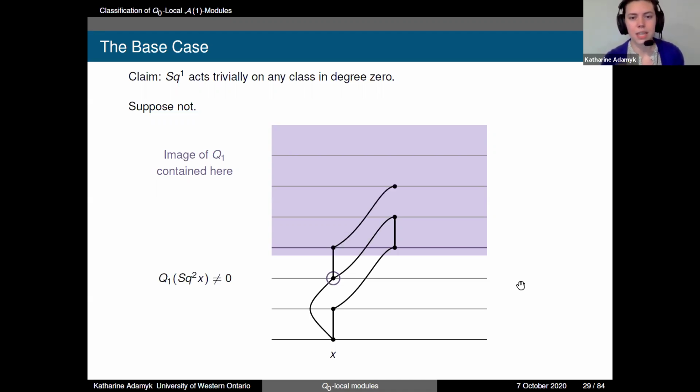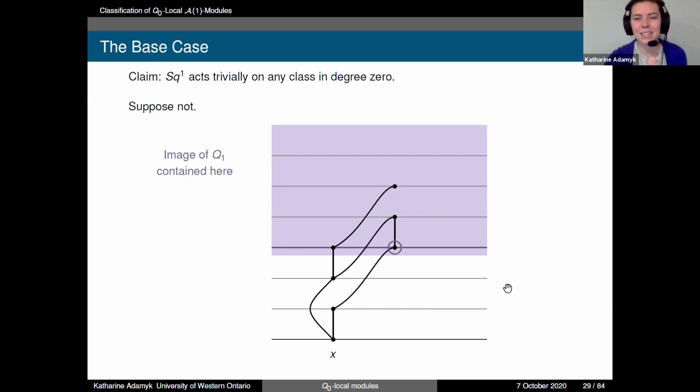So let's look at what the action of Q1 on this is. I didn't draw it in, but the action of square 1, square 2 is going to have to be trivial, because if we follow up the square 2 action on this class, we see it's in the image of square 1. So acting on it by square 1 will be 0. So it must be that I can act on it by square 2, square 1 and get something non-trivial. Okay, this is starting to look an awful lot like A1.